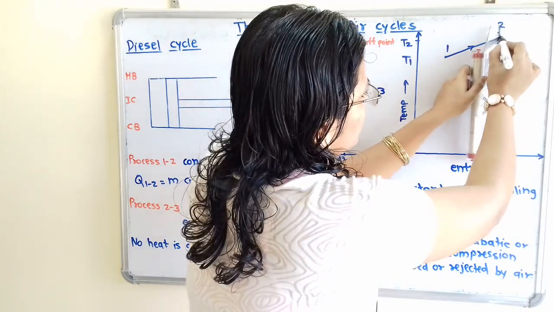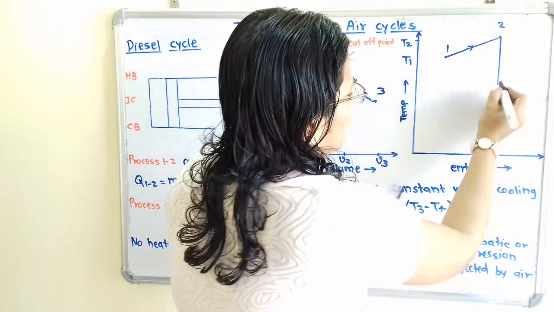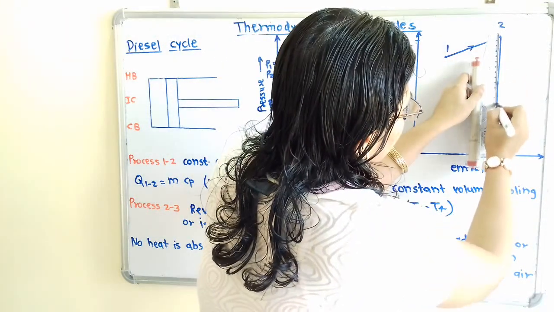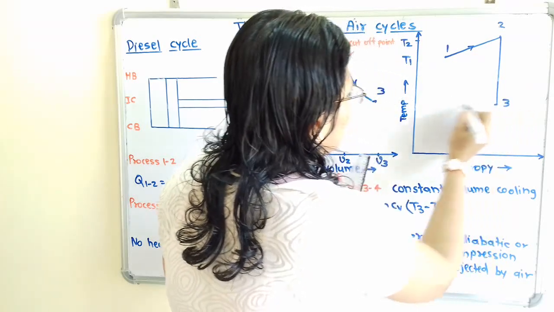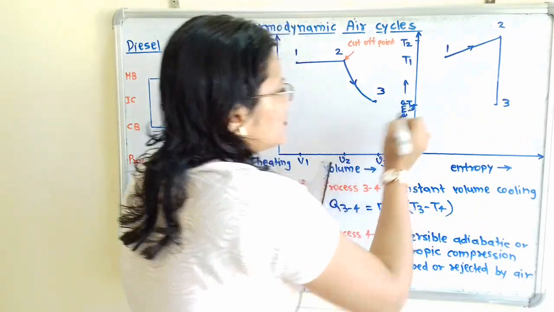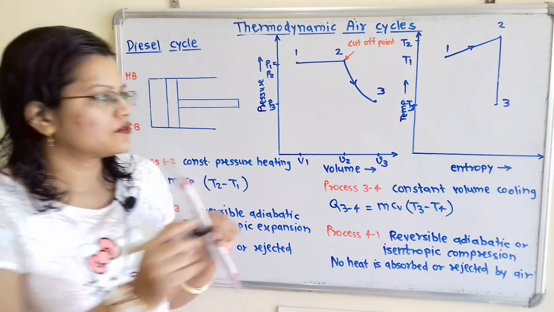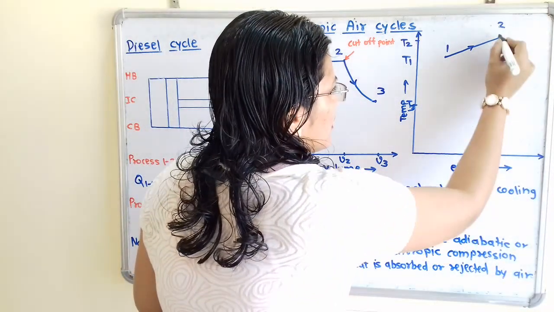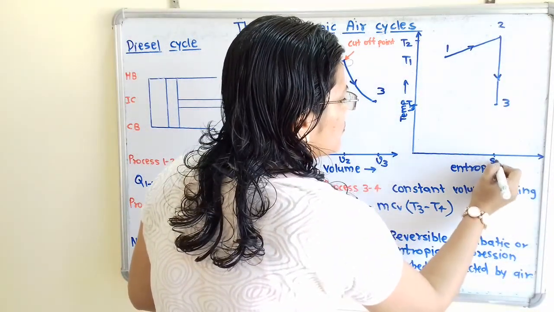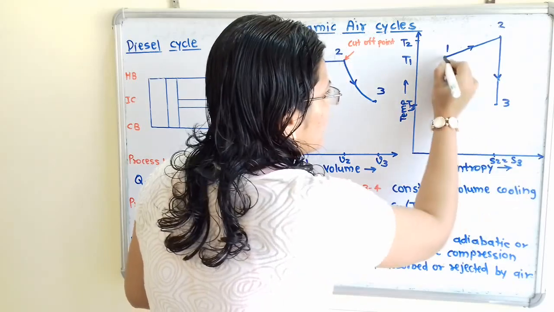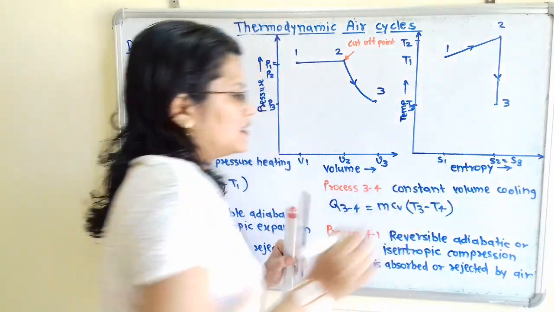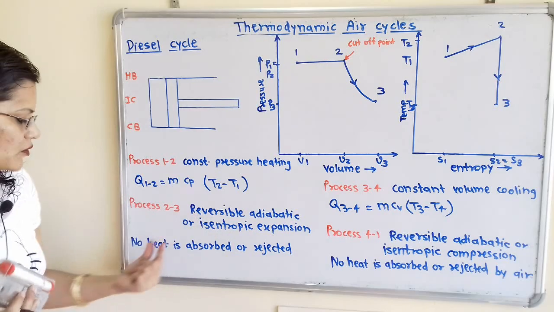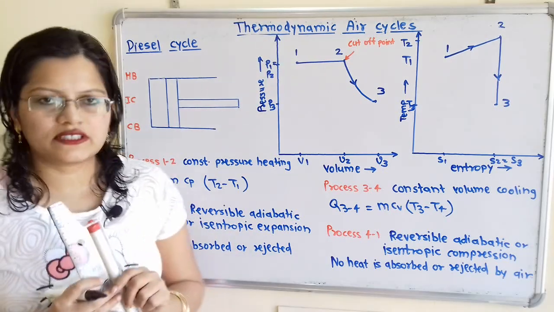So I will draw here straight vertical line. Temperature is also getting decreased. So here will be the point 3, that is temperature T3. So we will show here arrow, and here S2 is equal to S3 and at point 1 entropy is S1. In this process no heat is absorbed or rejected.